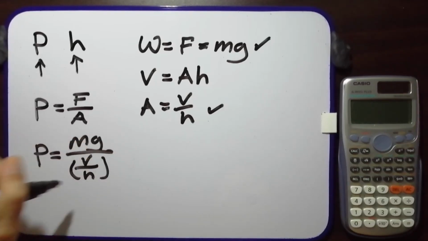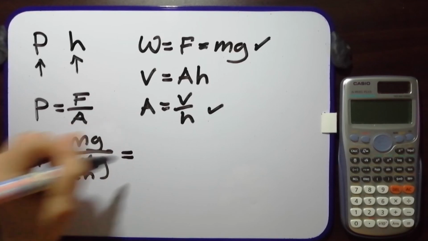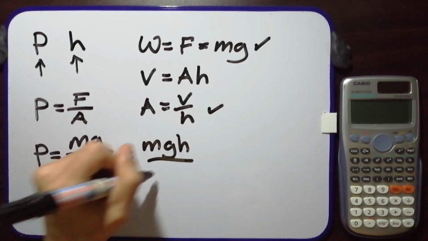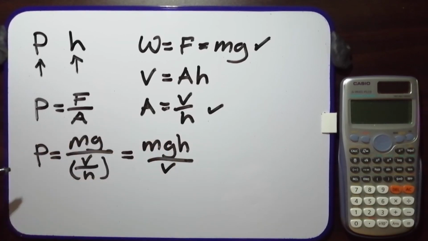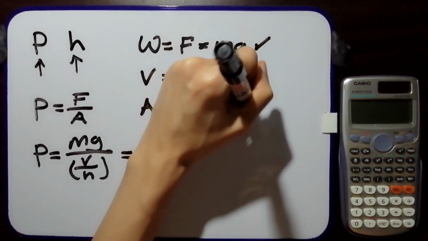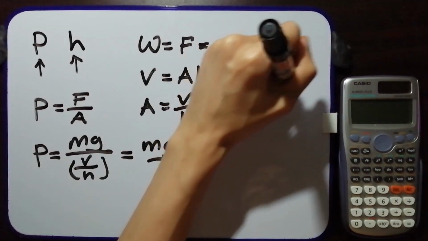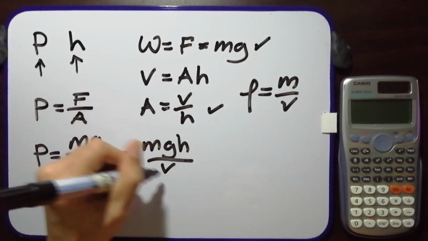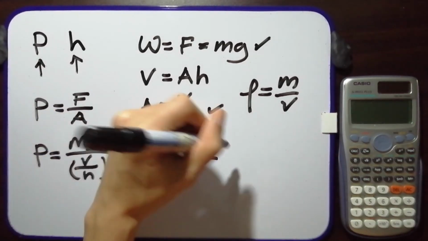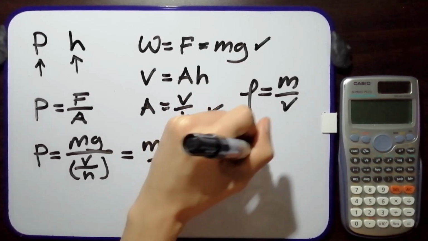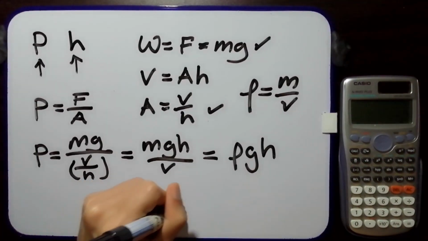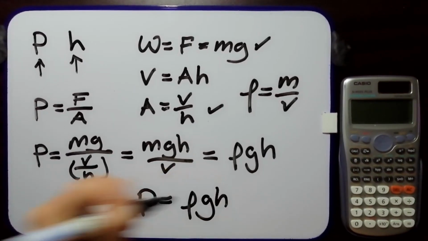We could rewrite this by pulling the h up and write mass times gravity times height divided by volume is equal to pressure. And we also know that density is actually mass divided by volume. And since we have mass divided by volume over here, we could replace that with density, so we will get density times gravity times height. So ultimately we have pressure equals density times gravity times height.